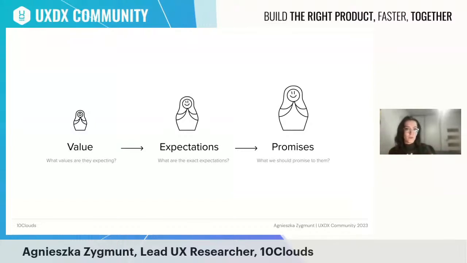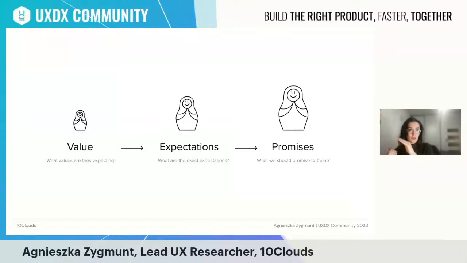So this is the same situation with promises. If you want to build a promise, you need to start from the end. You need to start with the value. You need to ask yourself, okay, what values is the user expecting from us? If you have the answer for this, if you, for example, find them in the research, then you ask yourself, okay, I know about the values. What are the exact expectations that are related to values, to go more into details? And after these two steps, you are able to answer, okay, I know the values, I know the expectation, so what should I promise to them?